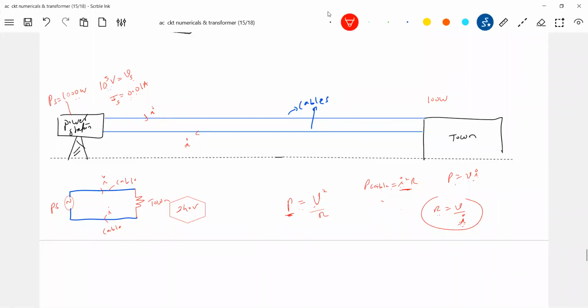Instead of this, shall I do it like this? Another alternative, I'll go for it. Power is the same 1000 watt, but the source voltage I'll make 100 volt and the current is 10 ampere. Tell me which set of signal will minimize the losses during power transmission?